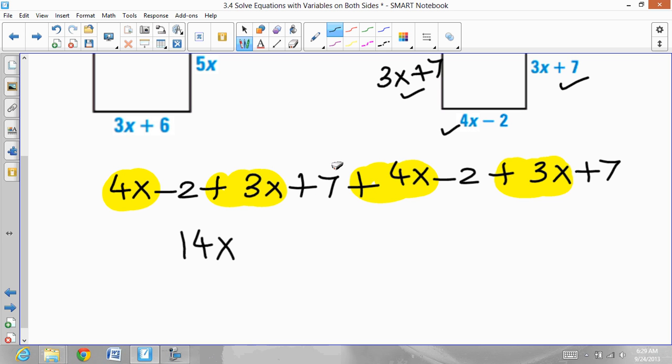And now look at all the terms that are not highlighted. Negative 2 combines with a positive 7 to give you a positive 5. Positive 5 combines with negative 2 to give you positive 3. Positive 3 combines with positive 7 to give you positive 10. If you combine this, this, and this, you're going to get the positive 10, and that is the final answer.